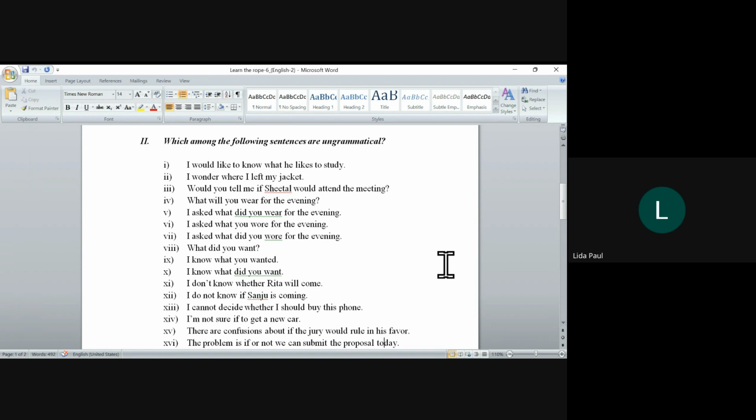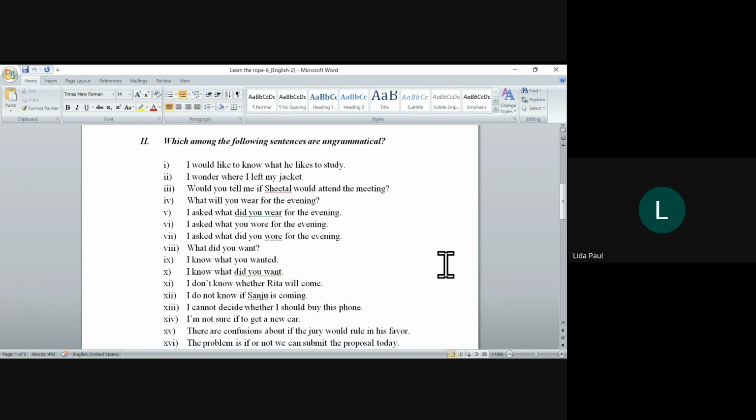So there's no extraction of tenses. A question clause, to be grammatical, has to look like the clause in the first sentence, "what he likes to study," by which I mean the tense has to be shown on the verb itself. It cannot be extracted out of the verb like you see in sentence number 5. You've done "what did you wear for the evening?" By using did, you have taken the tense out from the verb wear. That is not allowed in a question clause, right?